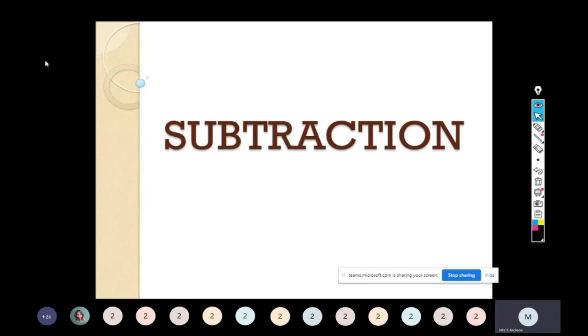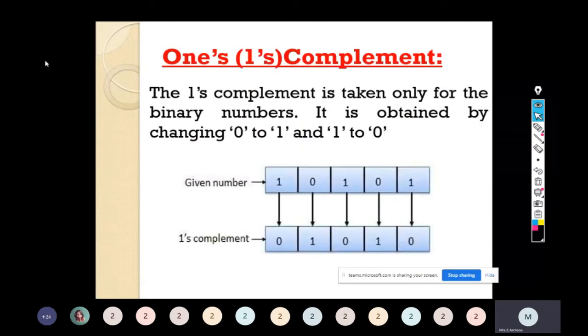In this video, we are going to discuss subtraction. Before entering into subtraction, we will discuss what is meant by ones complement, twos complement, nines complement, and tens complement.